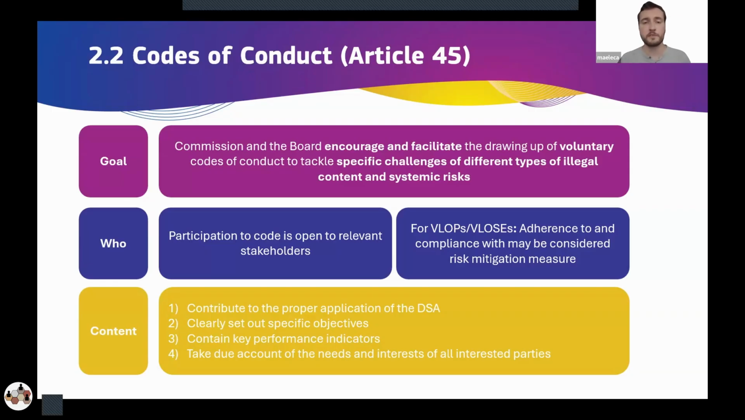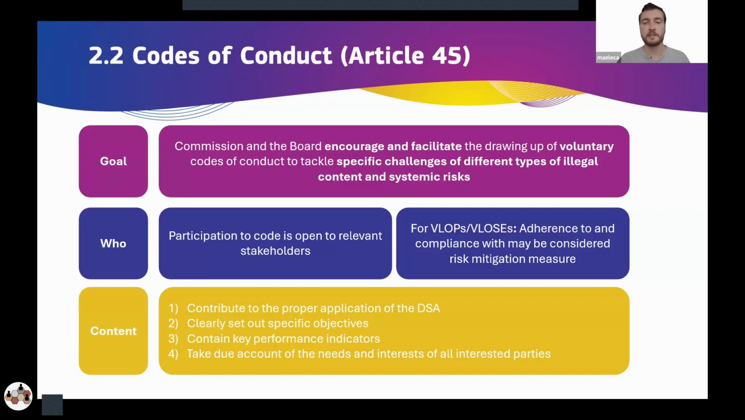Now, participation to a code of conduct is open to relevant stakeholders, and this can vary wildly between different codes. For example, there's certain codes of conduct that are only open to platforms. There's other ones where not only platforms, but also, for example, fact-checking organizations or civil society organizations are part of the signatory base. So, you can see quite some variety in there, and every code is unique, and that's what makes them so beautiful.